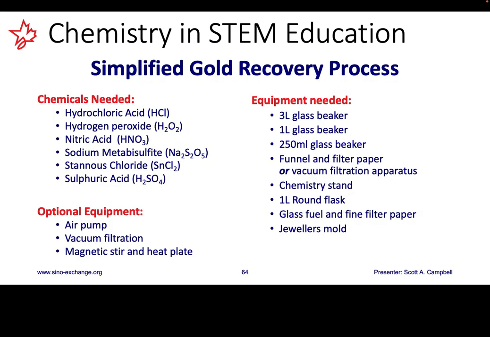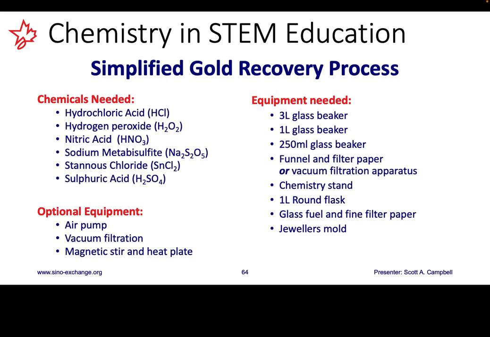Now, to get started with an e-waste lab, you'll need the chemicals and equipment listed here. You'll need the following chemical compounds: hydrochloric acid, hydrogen peroxide, nitric acid, sodium metabisulfite, stannous chloride, and sulfuric acid. Furthermore, you'll need a number of standard lab items, but there's nothing out of the ordinary in this list. And finally, there's a few things that you might want to use to make the recovery process easier.